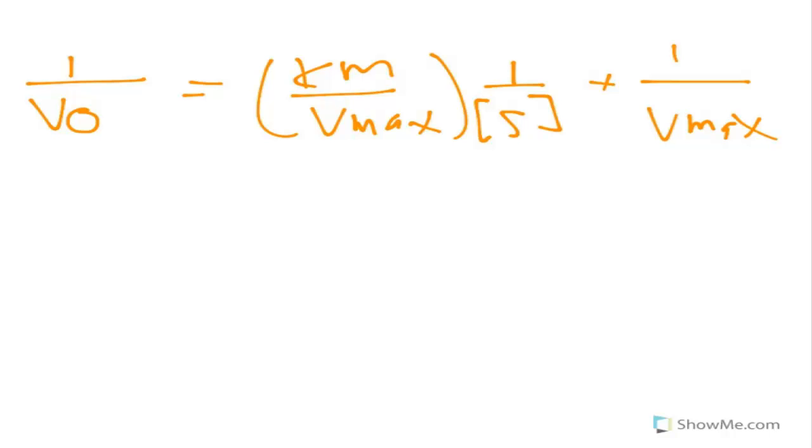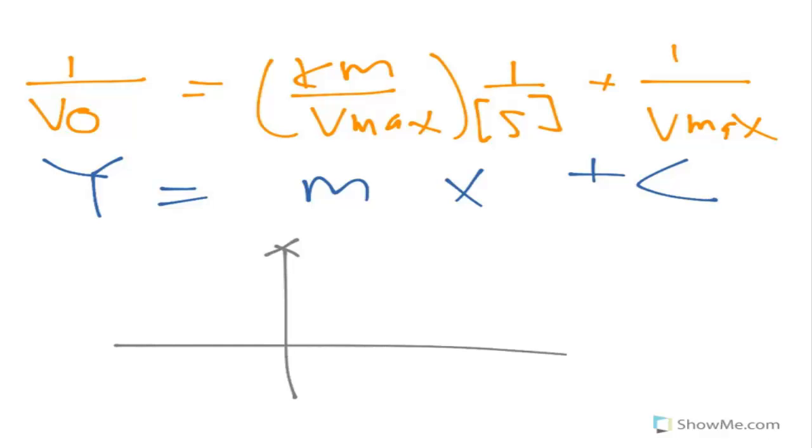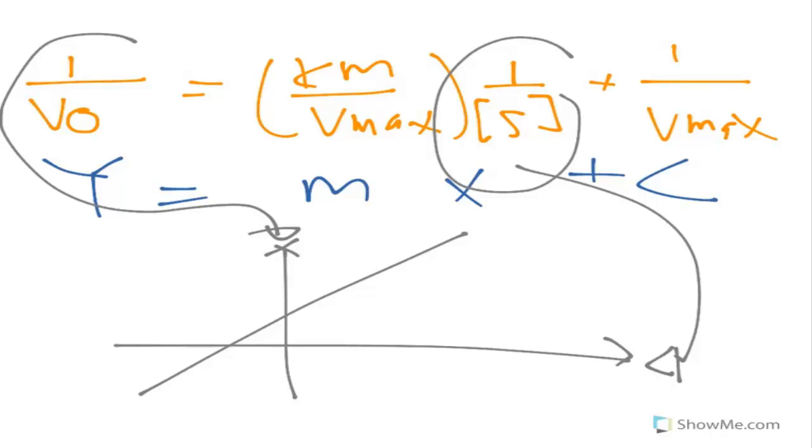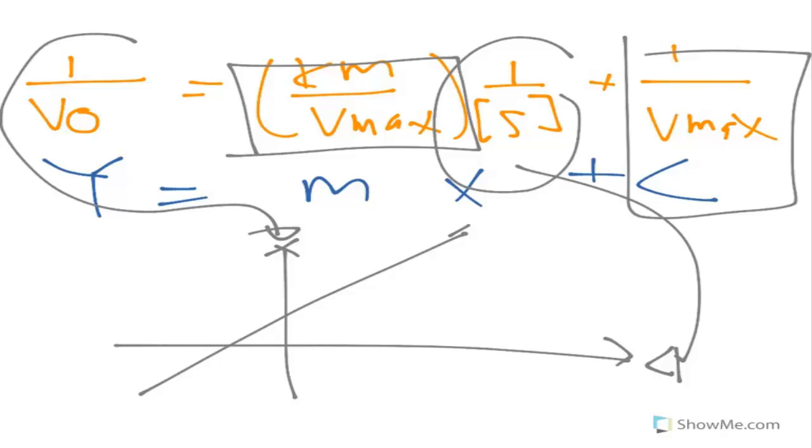Also, if you notice, this is in the form of y equals mx plus c. So this is how the graph looks. It looks like this, and it goes like this. Your y-axis is 1 over V0, your x-axis is 1 over substrate concentration, your slope, your gradient, is Km over Vmax, and your y-intercept, which is your c, is 1 over Vmax. So that's how you interpret the graph.